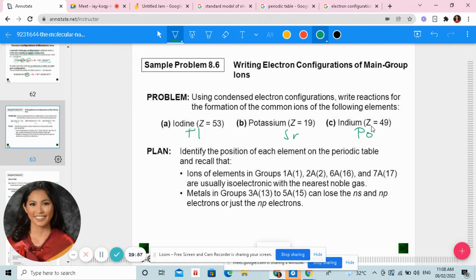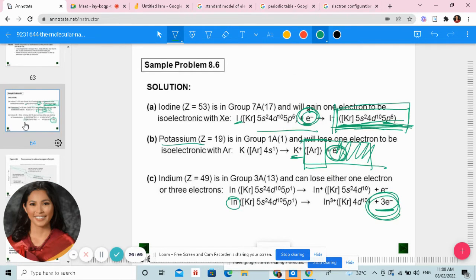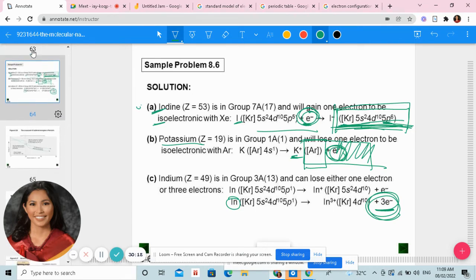How many points was it earlier? 24, right? You answer like this. Okay, so it is 4 points for each letter. 4 times 3, 12 points.